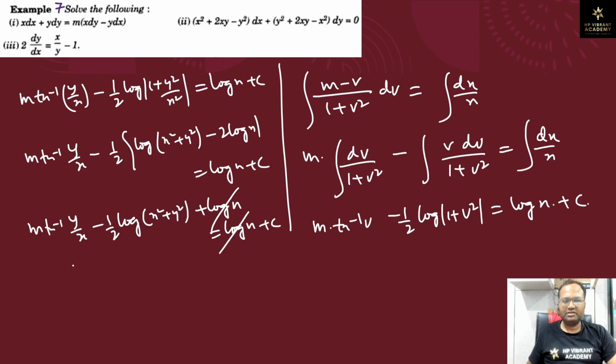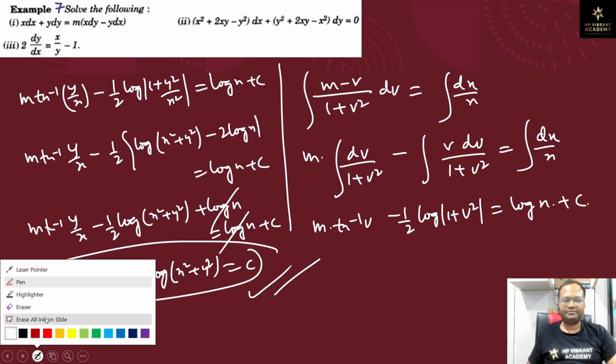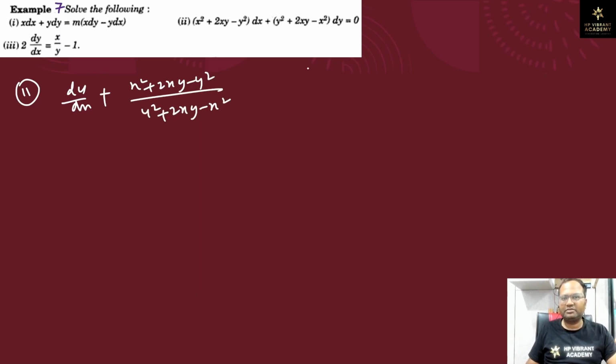So this gets cancelled. So from here m tan inverse y upon x minus half of log x square plus y square is equal to c. This is the general solution. Now let us discuss the second part. Okay, so we have the second part as this one, dy upon dx plus x square plus 2xy minus y square upon y square plus 2xy minus x square, okay, this is equal to 0.